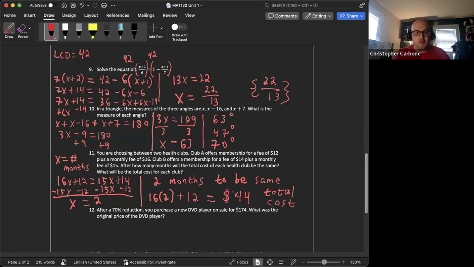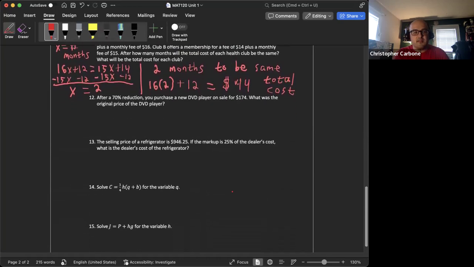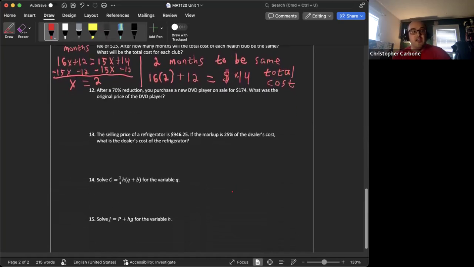All right, number 12. After a 70% reduction, you purchase a new DVD player on sale for $174. We want the original price of this DVD player. This original price is going to be a variable x. So to get that, we take the original price, subtract 70% of it, due to that 70% reduction, to get 174.